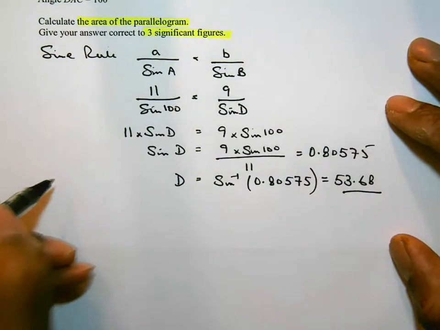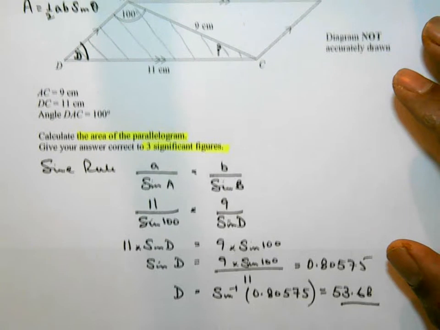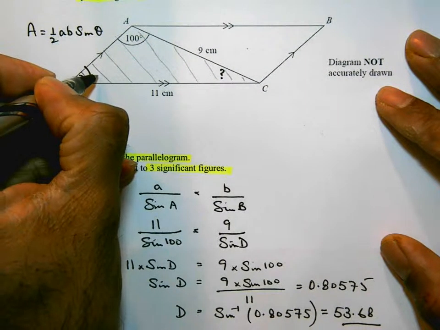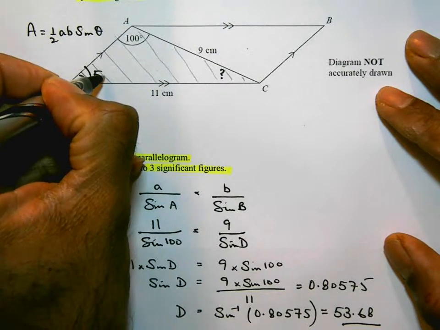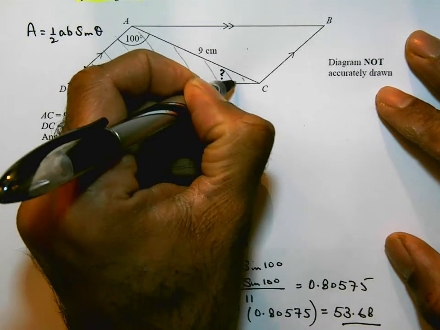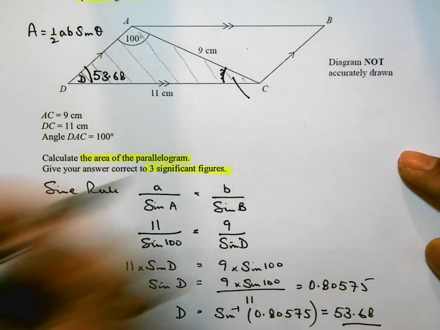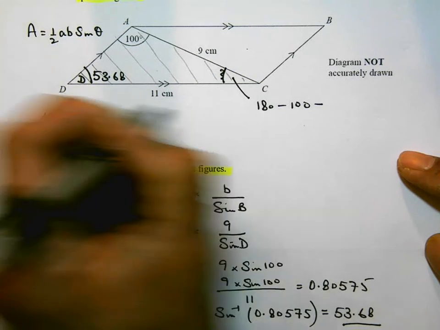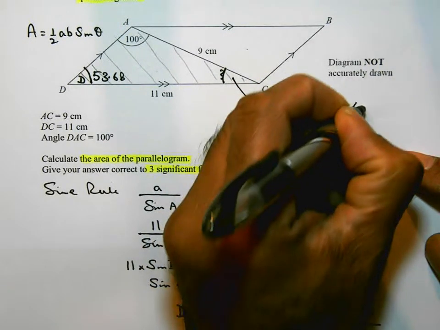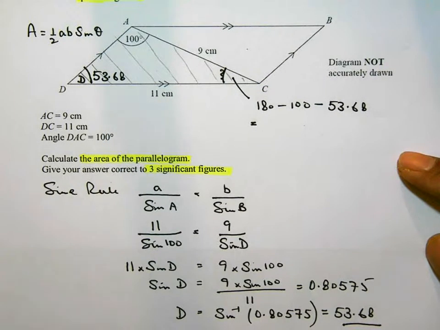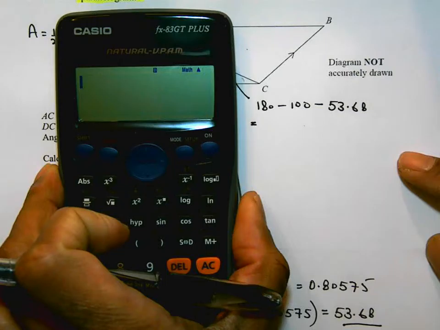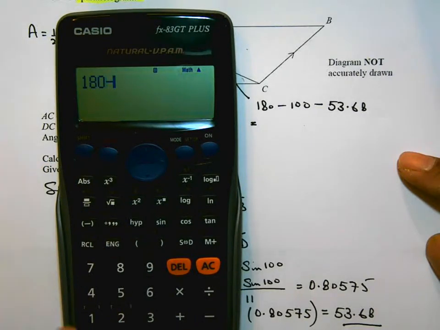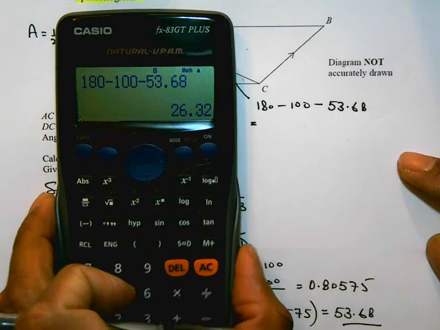But I need to know, back up here in my triangle, I know that this angle here, I've just worked out, is 53.68. To work out this angle, my maths is going to be 180, take away 100, take away 53.68. I'm going to get my calculator and do that. 180, take away 100, take away 53.68, and that leaves me 26.32.